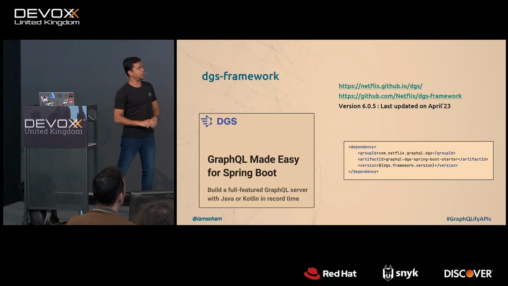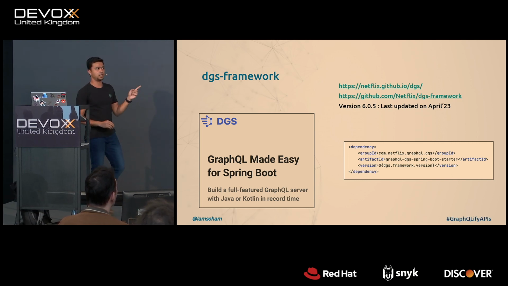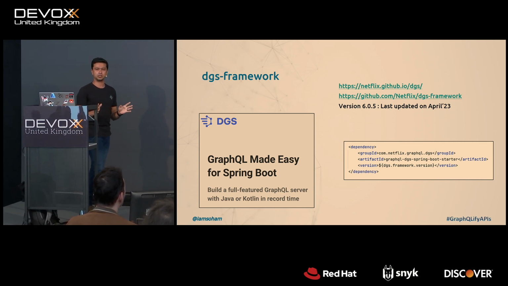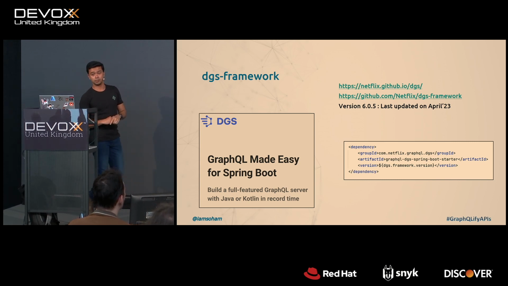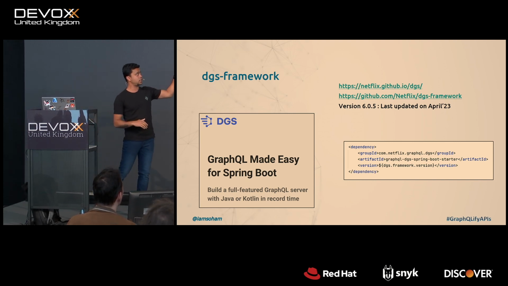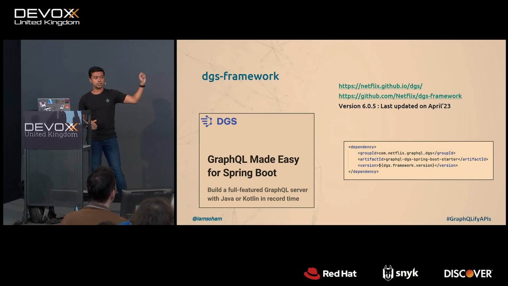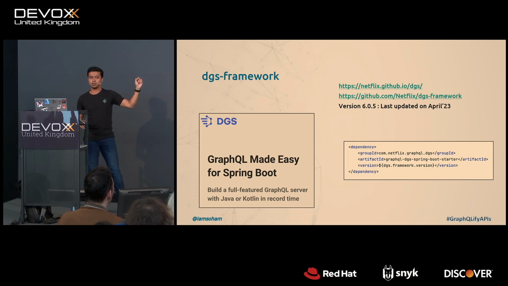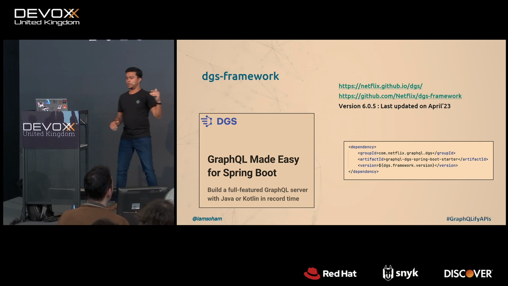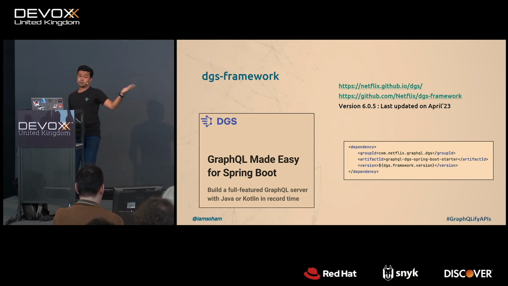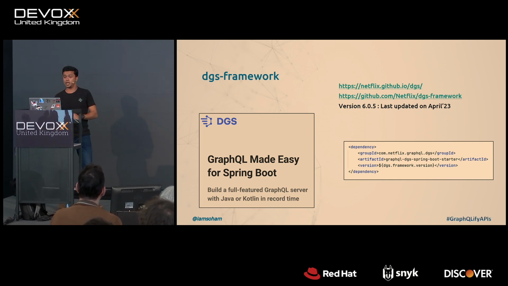Third one is from Netflix. This was released around about 3 years ago, if I'm not wrong. And the last update went in on April, so last month. Quite active. The 6.x versions are for Spring Boot 3, and before 6 are for 2.7x. And it only requires one dependency to be added in your Spring Boot project, and then you are ready to go.